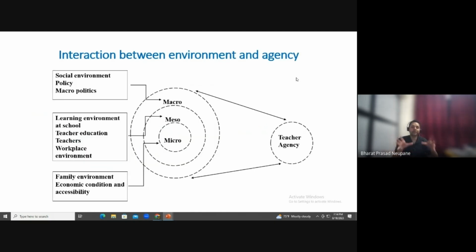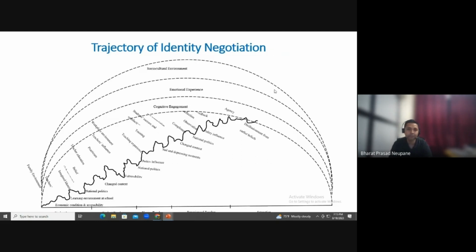So from these, I came to the conclusion that there is two-way influence from different levels of environment, micro, meso, and macro, and also the teacher's agency. Teacher agency influences the micro, meso, and macro contexts, and these contexts also influence teachers. And through the interaction between these two factors, teachers construct and negotiate their identities. My research showed that these teachers do have influence on micro and meso factors, but the least impact on macro factors is evident in this research.